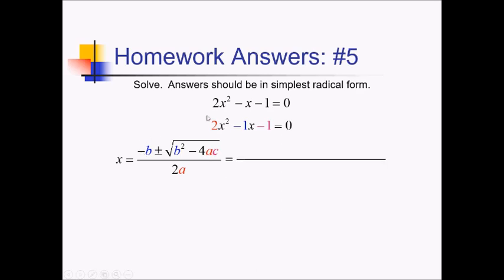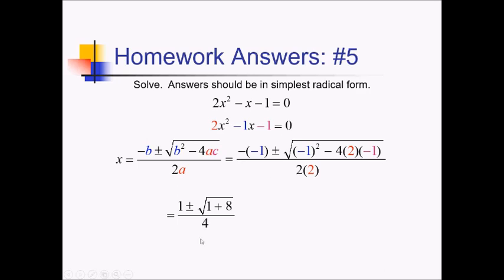So we've got, plugging things in here, this is going to be negative 1, because b itself is negative 1, plus or minus square root of negative 1 squared minus 4 times the a value 2 times the c value negative 1 all over 2 times that a value of 2. Simplifying, this is a positive 1 out here, plus or minus square root of, let's see, negative 1 squared is just positive 1. This is going to be minus 4 times 2 is negative 8 times negative 1 is positive 8. And we have a 4 down below. So we've got square root of 9 then, which we know is 3.